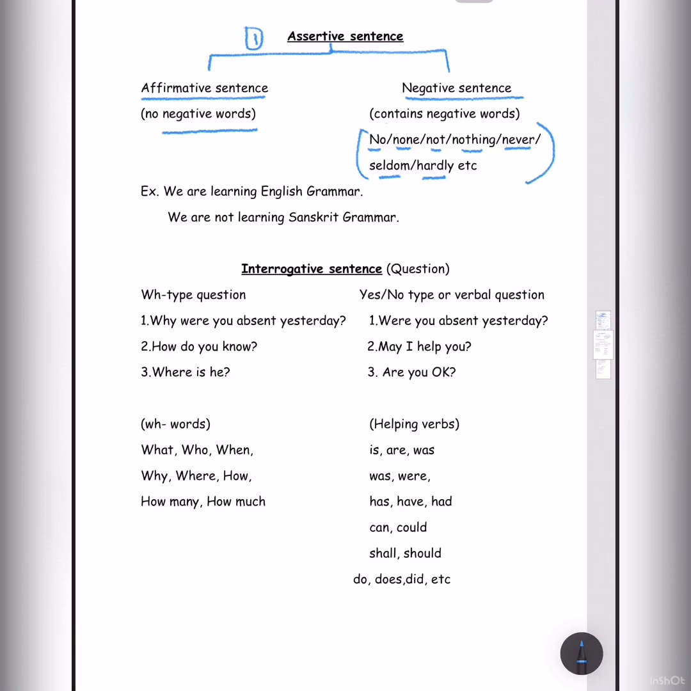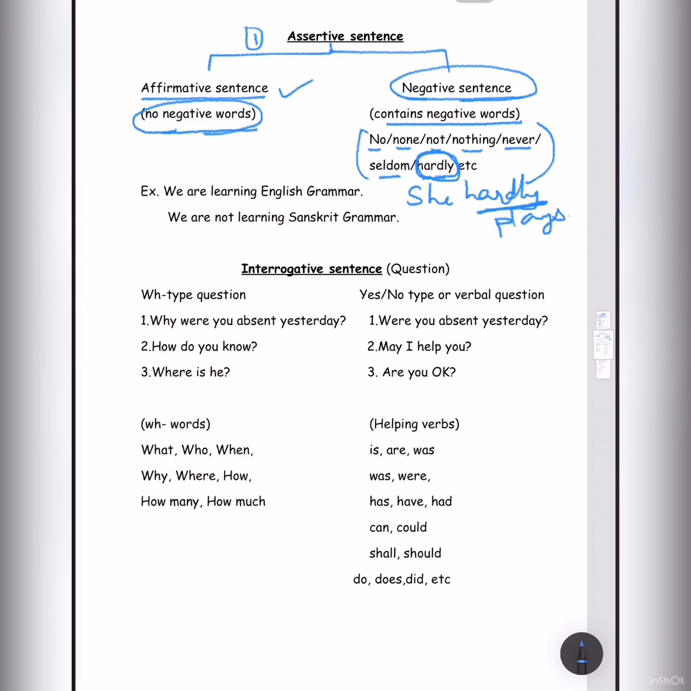So, a sentence which contains these negative words is called negative sentence, and which do not contain these negative words, they are called the affirmative sentence. For example, if I use the word hardly, she hardly plays. It means that she doesn't play regularly. So it gives a negative sense. That's why it is a negative sentence.